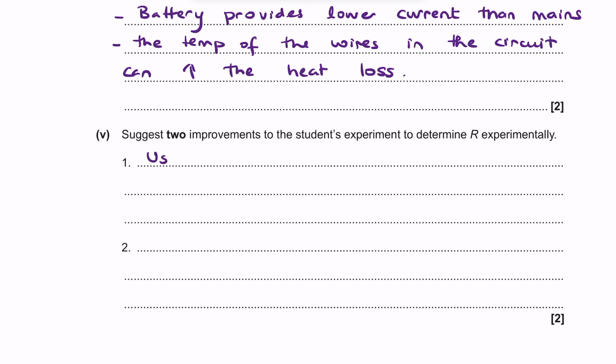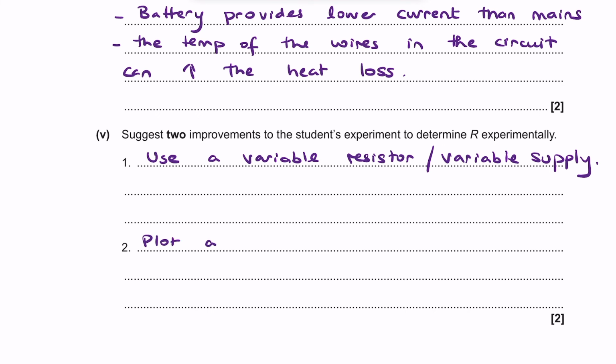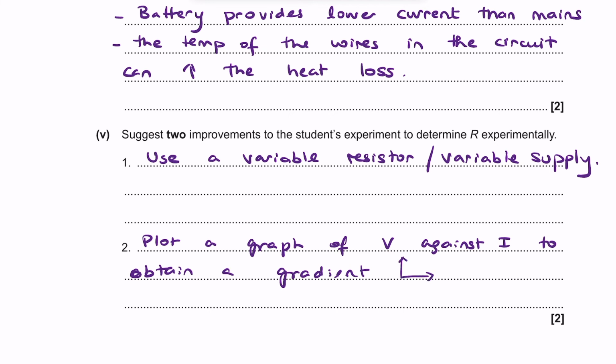So use a variable resistor slash variable supply, and plot a graph of V against I to obtain a gradient. If you're doing V against I, the gradient will be giving you the value of the resistance, as R is equal to V over I. Okay, so doing a gradient to measure resistance R. Okay, so let's move on to our next question now.